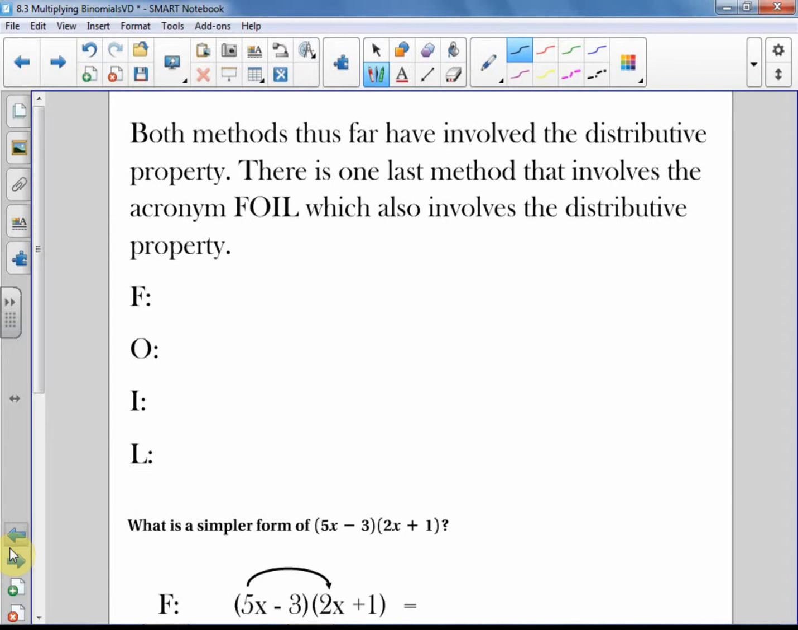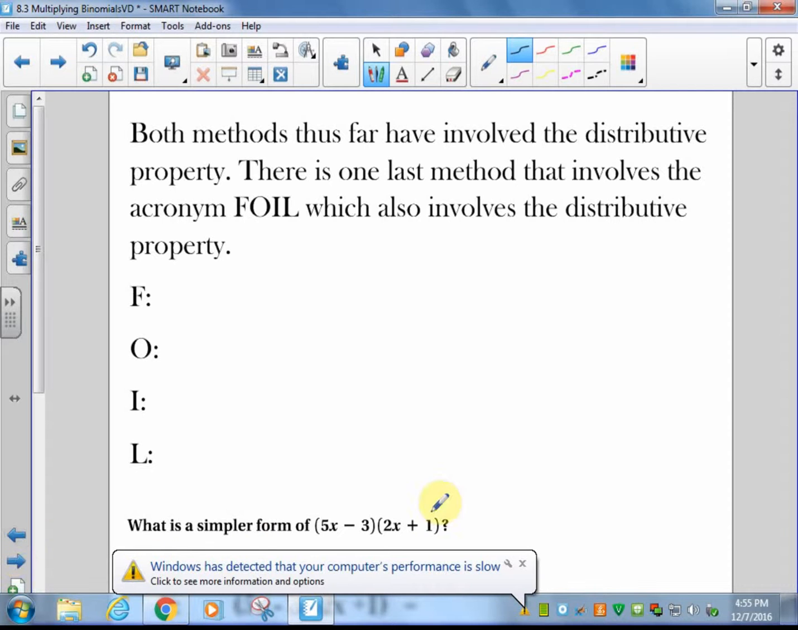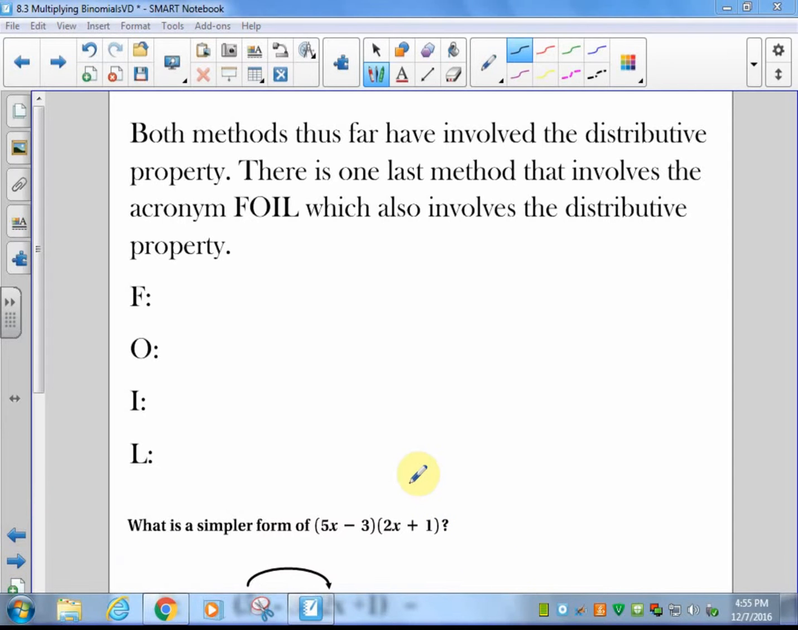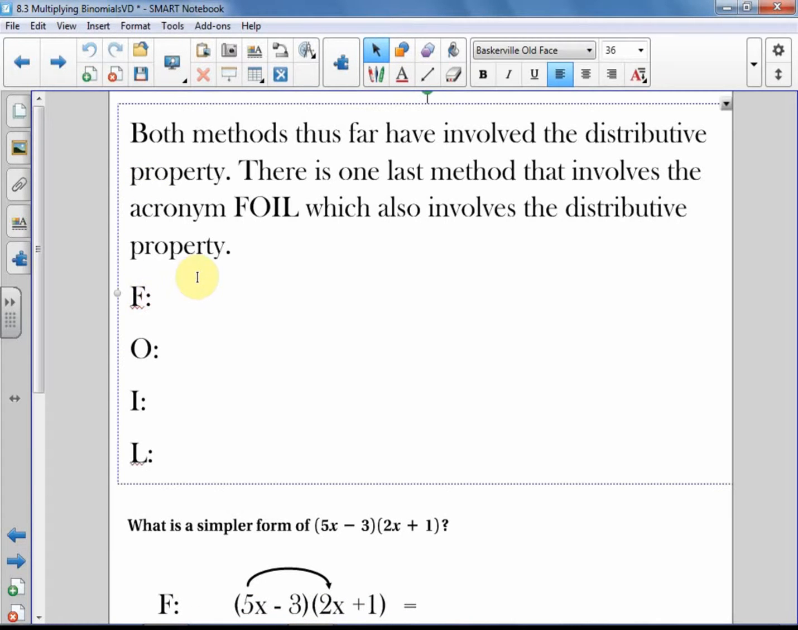We have yet another method of multiplying two binomials. Remember, these three methods are for multiplying binomials only. So both methods thus far have involved the distributive property. There is one last method that involves the acronym FOIL, which also involves the distributive property. Go figure.